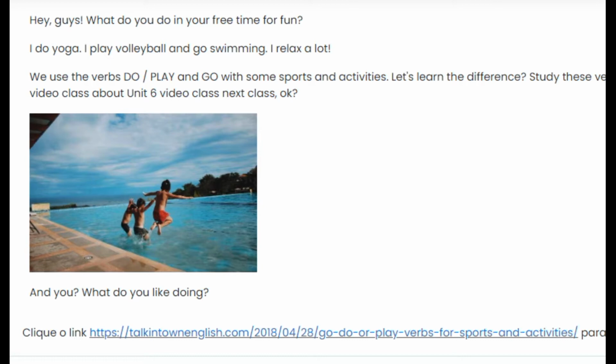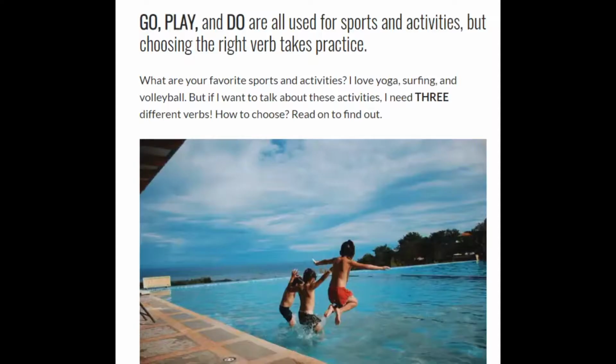So we use the verbs do, play, and go with some sports and activities. So let's learn the difference. Let's study. Take a look at the picture. The boys are swimming, right? So this is what they do in their free time. They go swimming. They swim. What about you? What do you like doing?